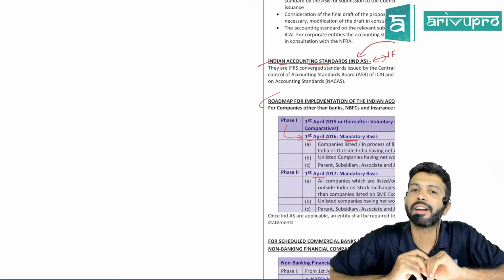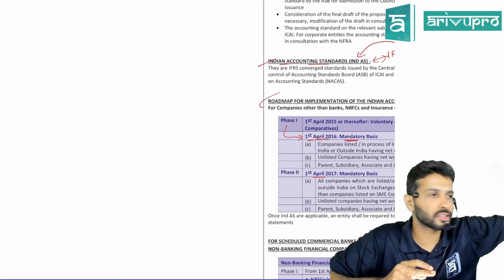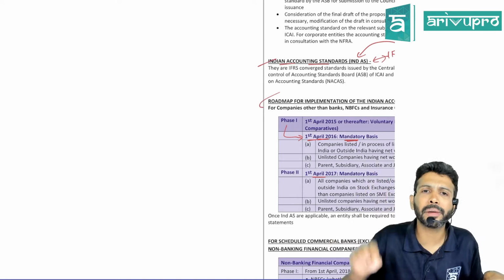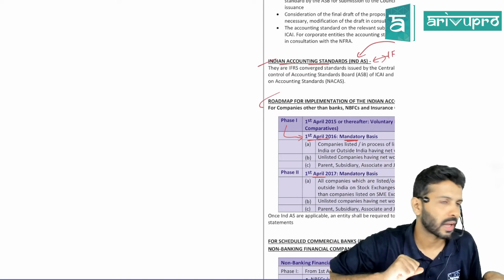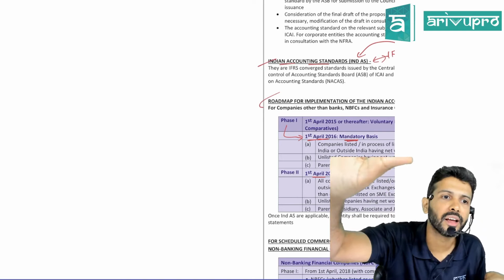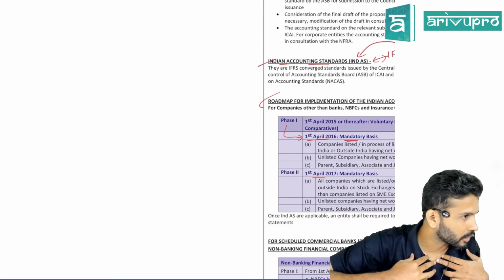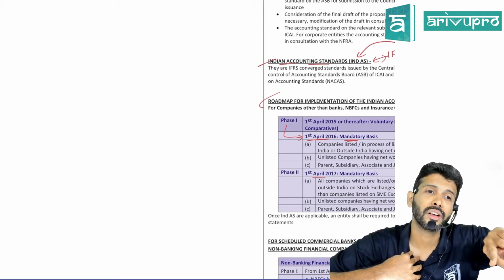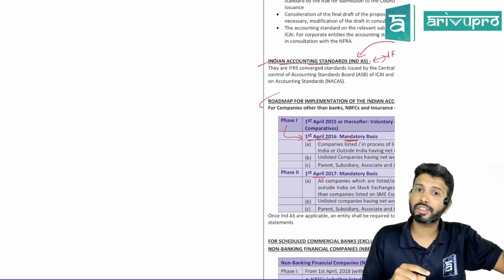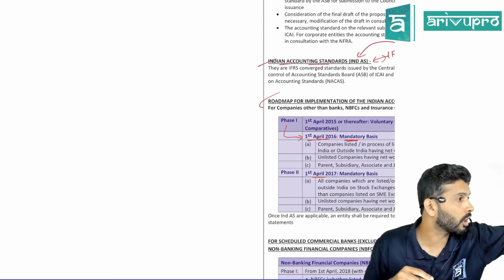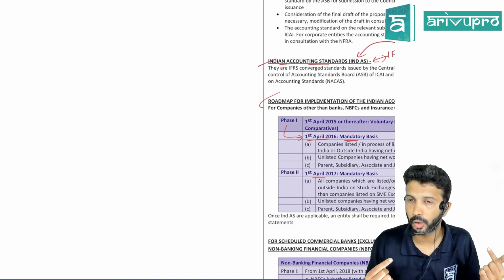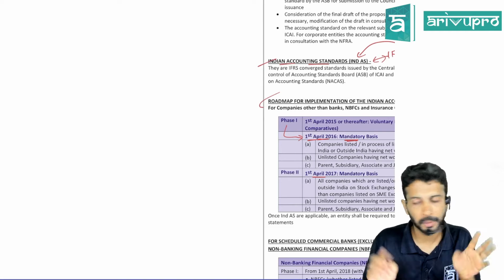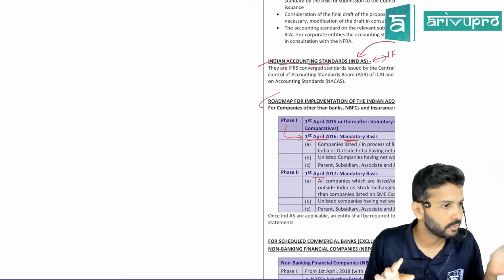What is the date for the second phase? From 1st April 2017. I'm a listed company, my net worth is only 5 crores. First of all, is Ind AS applicable to me? Yes. Which phase? If I have to come under phase 1, my net worth has to be 500 crores or more. Is it 500 crores or more? No. That means I will fall under phase 2 because all listed companies get covered under phase 2.